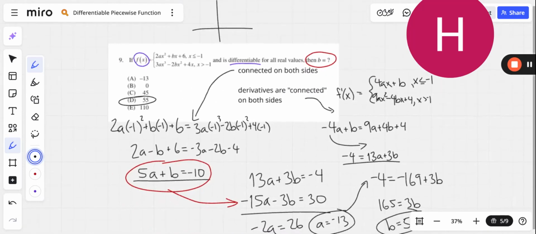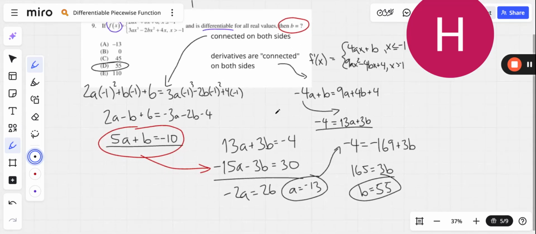So a quick one. Using the fact that differentiability means that both pieces are connected, but also their derivatives are equal on both sides. So you have to use both of those to get an equation with a and b, and then solve that system of equations that both have a and b.